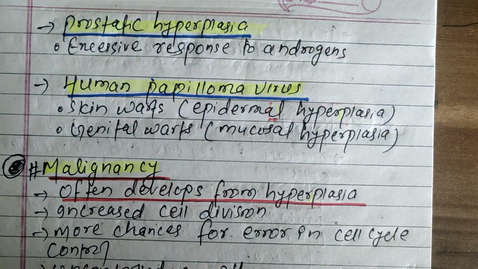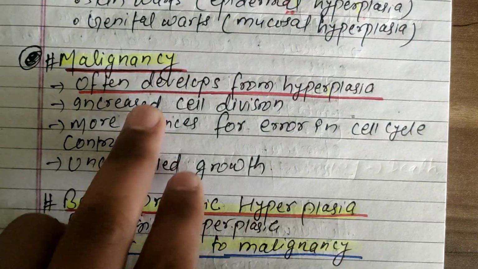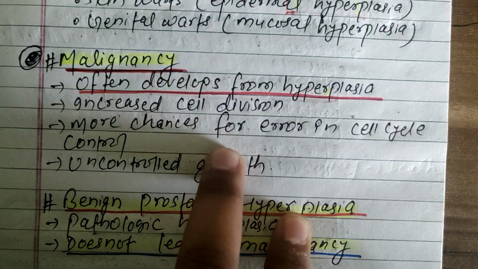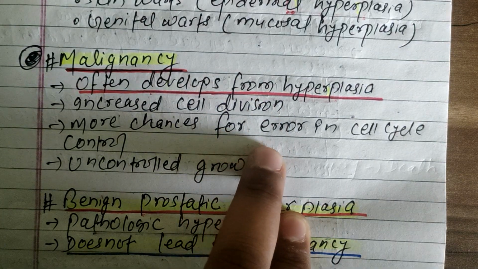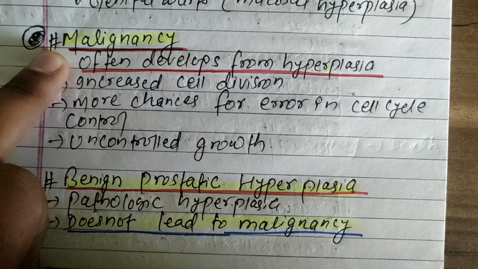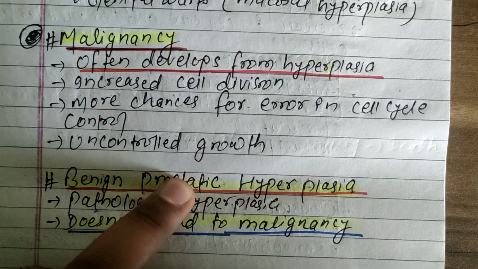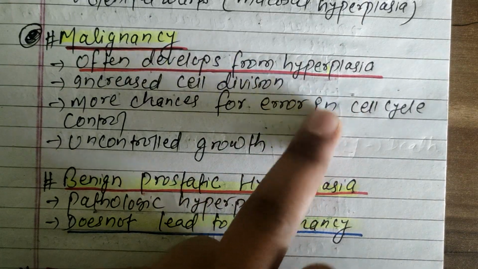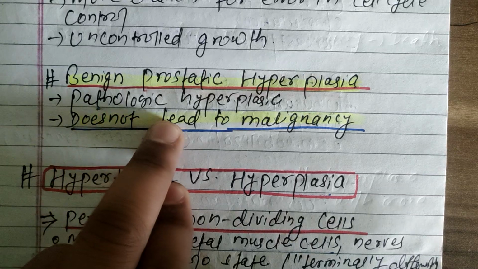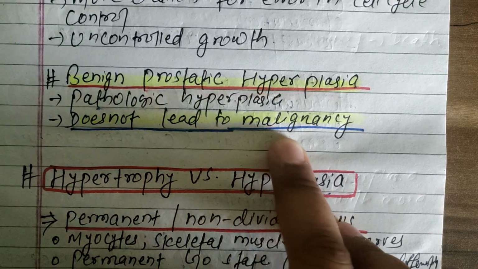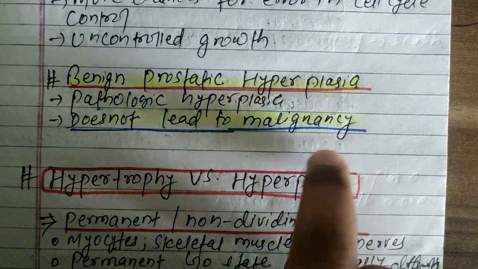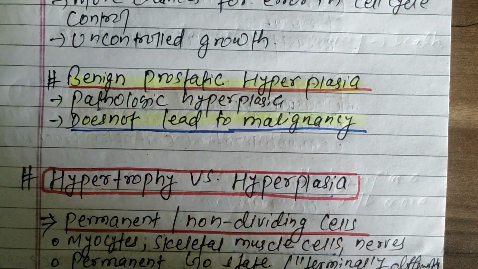Now let's talk about some applied aspects. Malignancy often develops from hyperplasia, because there is an increase in cell divisions, and there are more chances of error in cell cycle control, and uncontrolled growth. So malignancy normally develops from which type of cellular adaptation? This is hyperplasia. Now let's discuss benign prostatic hyperplasia. This is a pathologic hyperplasia, but it does not lead to malignancy. BPH is the only hyperplasia which does not lead to malignancy.